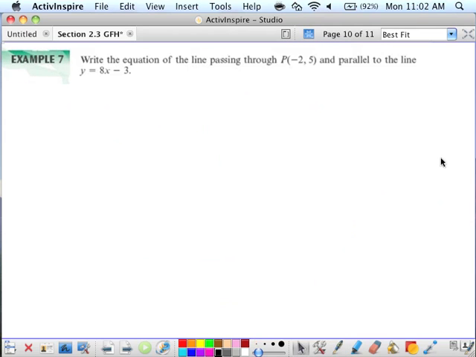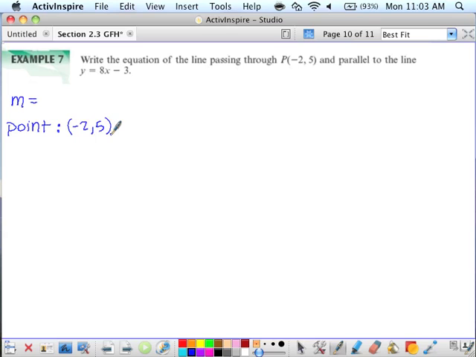So for our next example, we would like to write the equation of the line passing through the point negative 2, 5, and parallel to the line y equals 8x minus 3. So we're being asked to write the equation of a line. To write the equation of a line, you need to know two things. What are they? We need a slope and we need a point on the line, right? Well, we were given one of those things. We were given that the point is negative 2, 5.